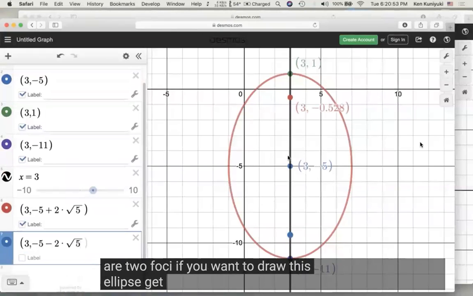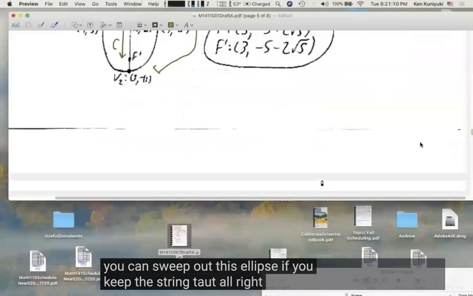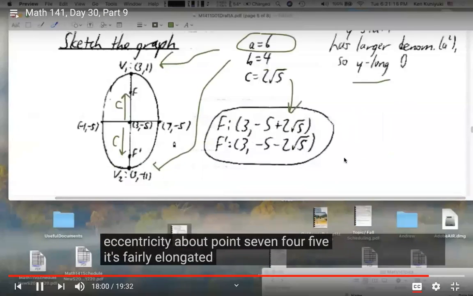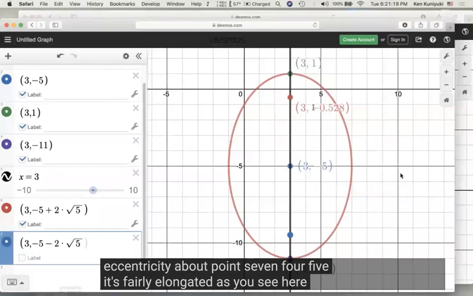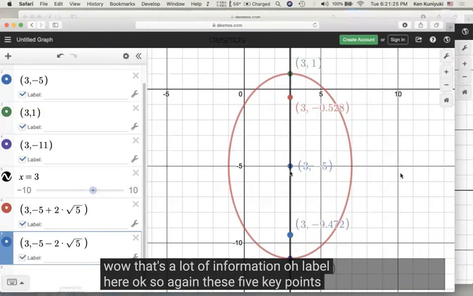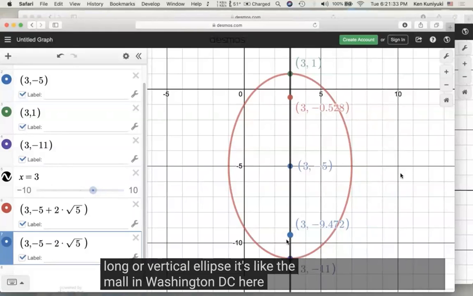If you want to draw this ellipse, get a taut string of length 2a, as it turns out, the major axis. Put thumbtacks at the edges. You can sweep out this ellipse if you keep the string taut. The eccentricity is about 0.745. It's fairly elongated, as you see here. Wow, that's a lot of information. Label here, right? So again, these 5 key points, the center, the 2 foci, and the 2 vertices on this major axis of this y-long or vertical ellipse. It's like the mall in Washington, D.C.